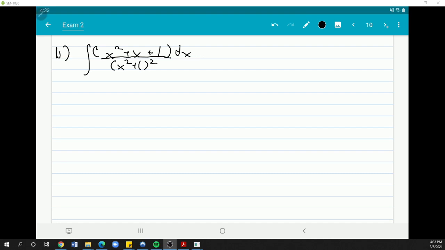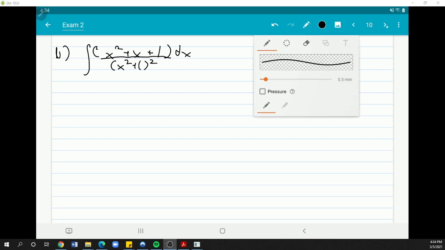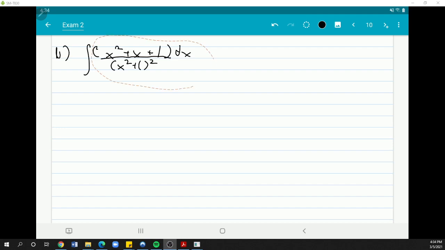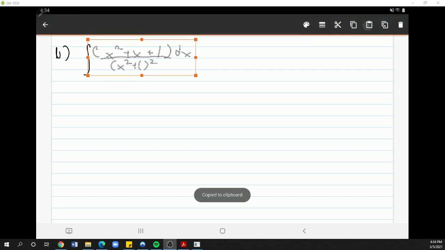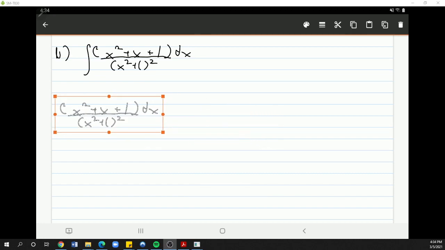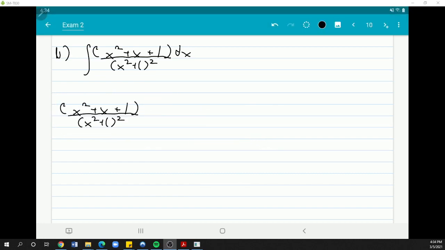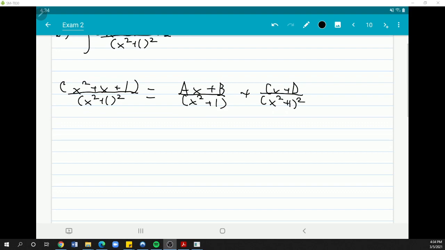So this, once again, I'm going to use the power of technology to save myself some time. This is equal to, and now what we have to do is we need an ax plus b for the first x squared plus 1, and then we count up cx plus d over x squared plus 1 squared. And now we solve this.